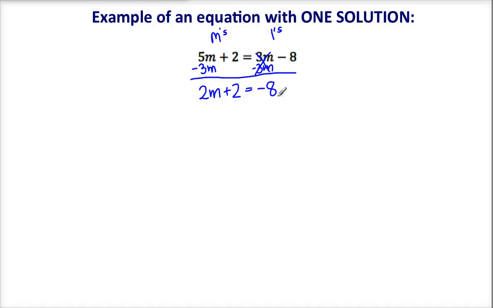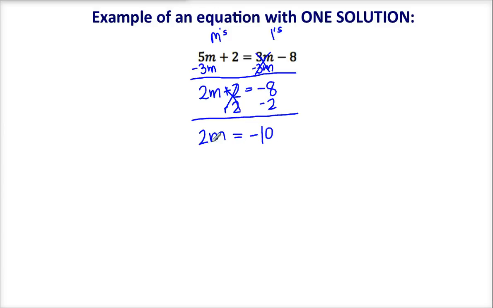Okay, we need all of the ones, or the constants, on this side, so that means this positive 2 is in the wrong place. So let's combine it with its zero pair. So that's a negative 2 or minus 2 on both sides. And when we do that, we have 2m, and then plus 2 and minus 2. Those cancel out to be 0. So 2m equals negative 8 minus 2. Check it with a calculator. That gives me negative 10.